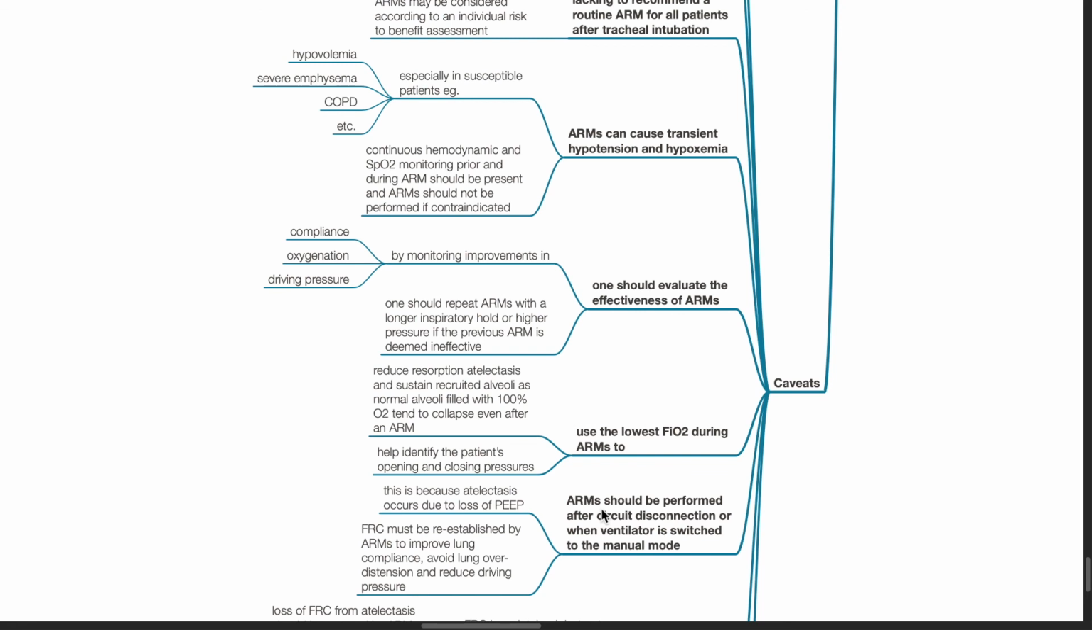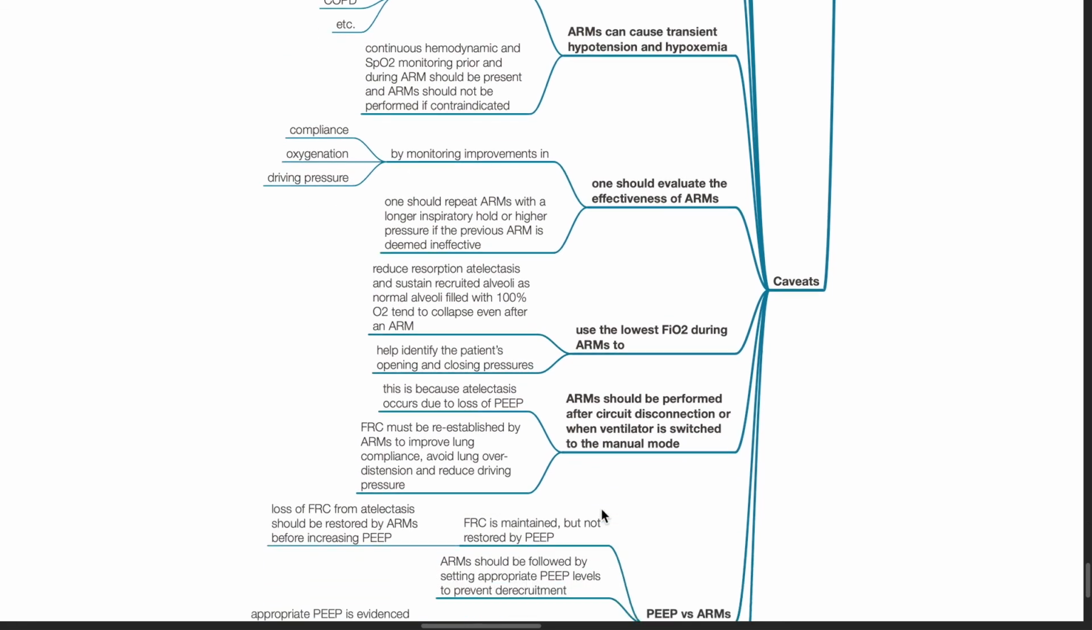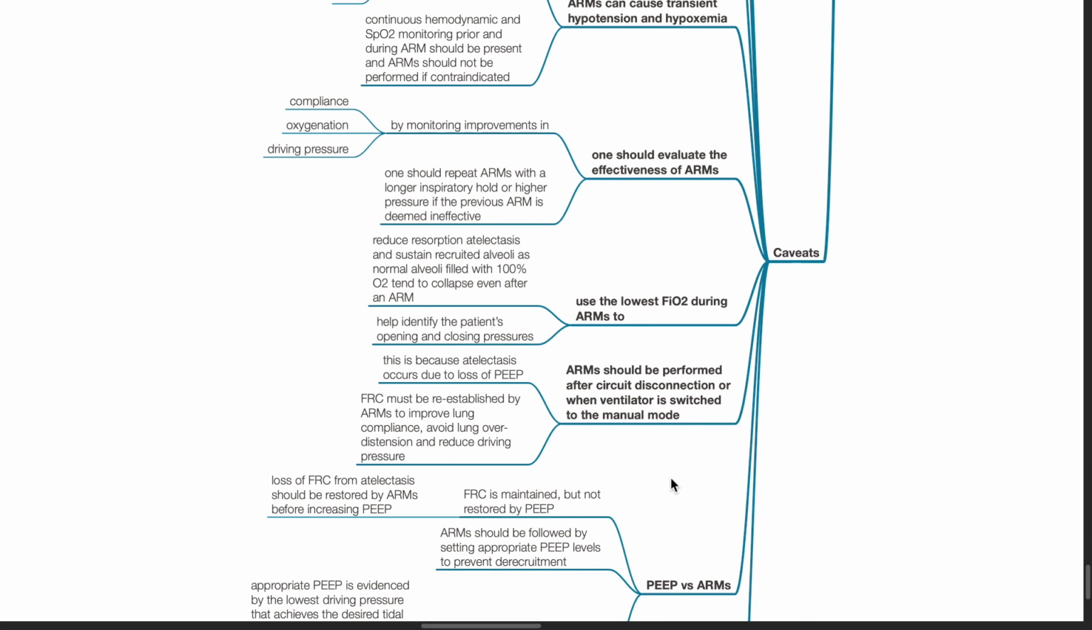Use the lowest FiO2 during ARMs to reduce resorption atelectasis and sustain recruited alveoli, as normal alveoli filled with 100% oxygen tend to collapse even after an ARM. Using the lowest FiO2 helps identify the patient's opening and closing pressures. ARMs should be performed after circuit disconnection or when the ventilator is switched to the manual mode. This is because atelectasis occurs due to loss of PEEP.